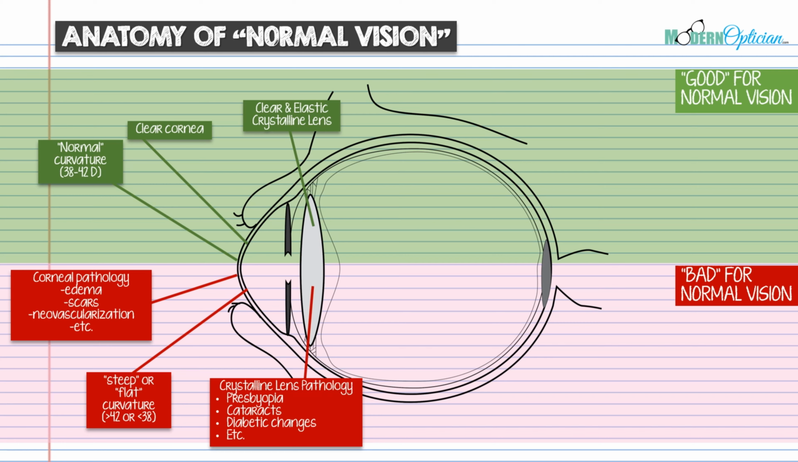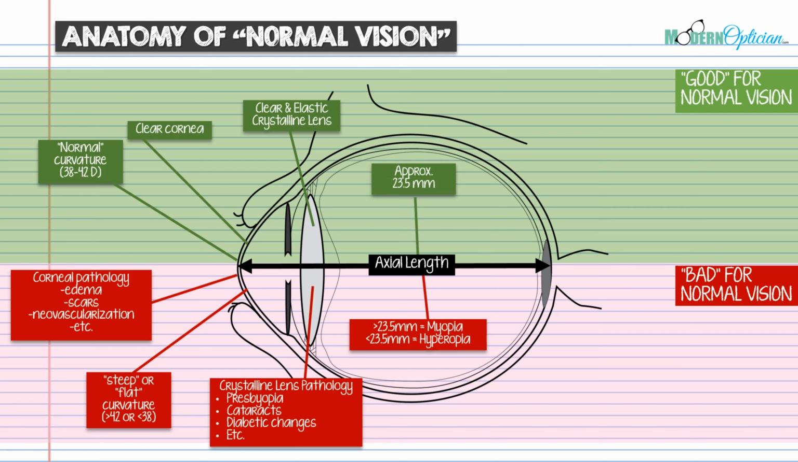What if we have cataracts? What if we have diabetic changes like index changes in the lens? These are all opportunities here to stray away from normal vision. Now we know that the axial length of the eye is supposed to be about 23.5 millimeters in normal vision. However, what if it's longer, or what if it's shorter?